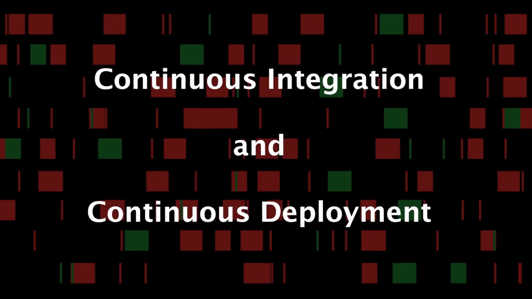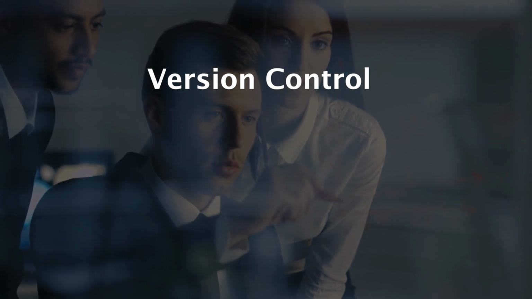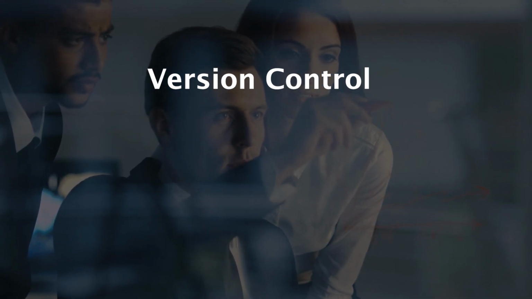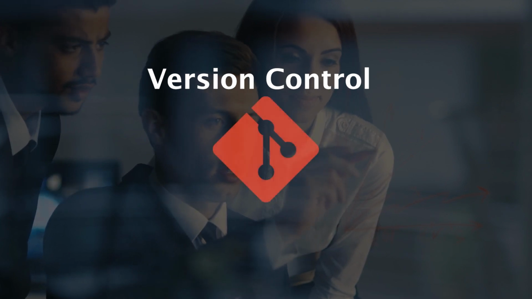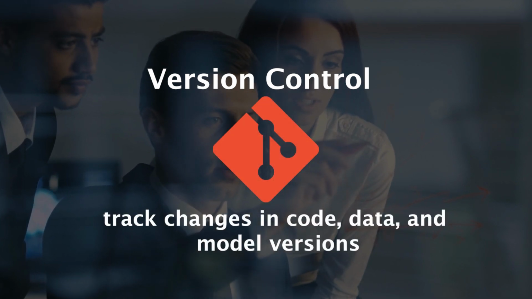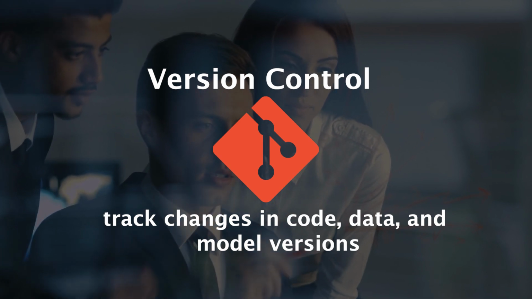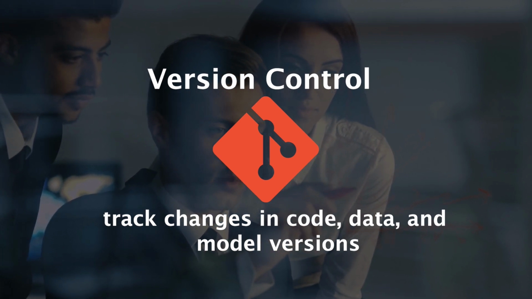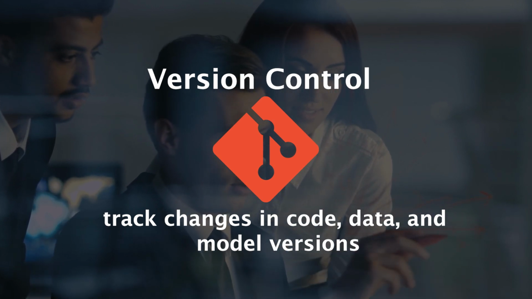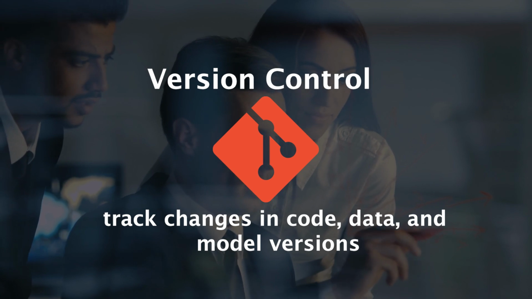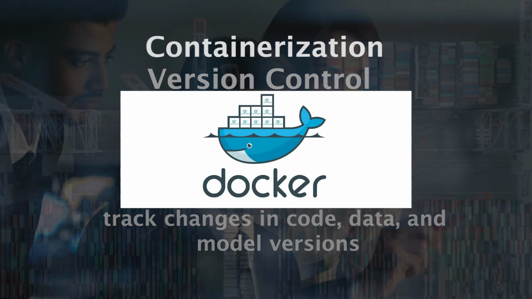And MLOps suggests version control. Now just like in software development, MLOps also emphasizes the use of version control systems like Git in order to track the changes in the code, data, model version, including the infrastructure as well. So this would result in reproducibility and increase the collaboration among the data scientists as well as the engineers who are actually working. And another key component of MLOps is containerization.